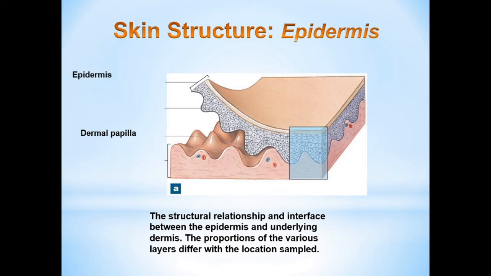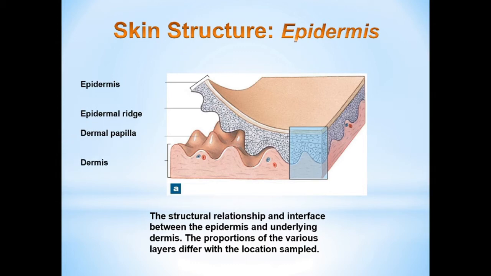See, this is the outermost covering, which is called epidermis. These are the epidermal ridges, and this is the dermal papilla. These epidermal ridges fit into this dermal papilla. This is the structural relationship and interface between the epidermis and underlying dermis. The proportions of the various layers differ with the location sampled.